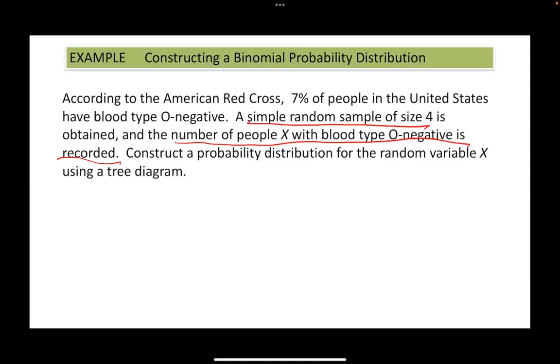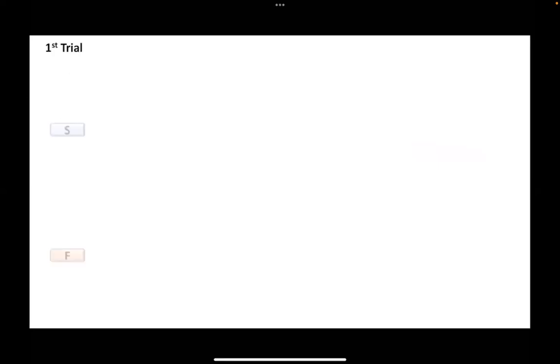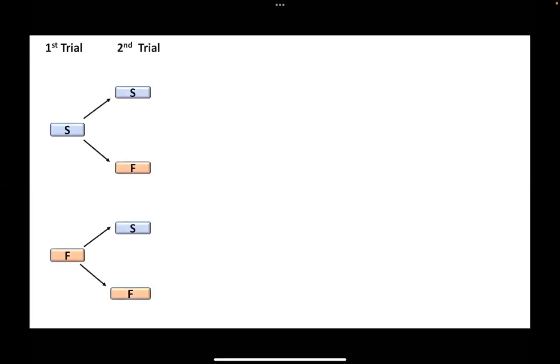Now we're going to use a tree diagram, and you are going to see that it is going to go crazy. In the tree diagram, the first person we take could have either O negative or not O negative. For the first trial, the success would be has O negative, failure is not. Then, building off of that, for the next trial we either have O negative or don't have O negative.